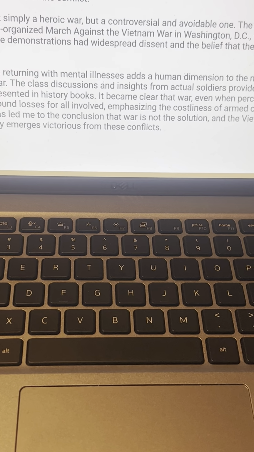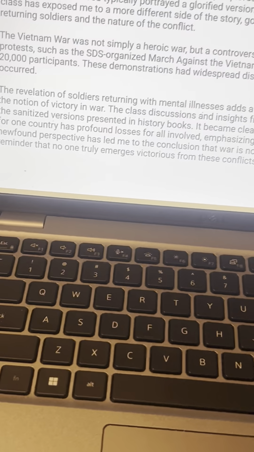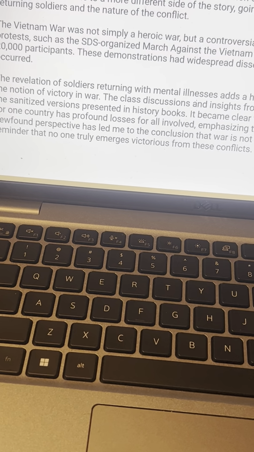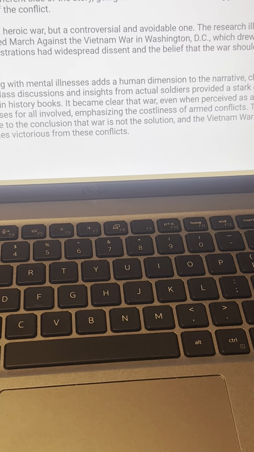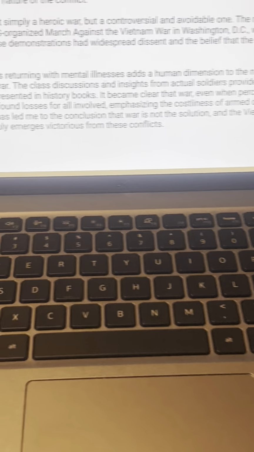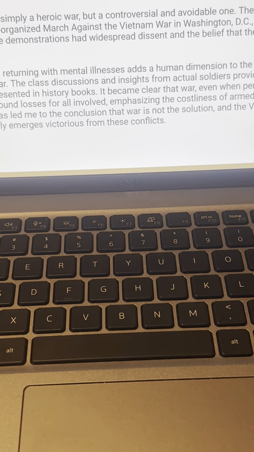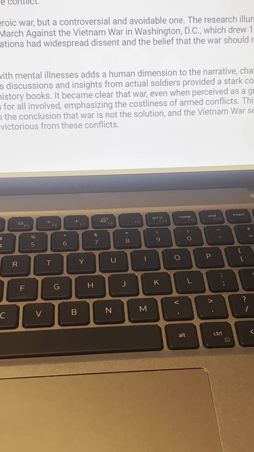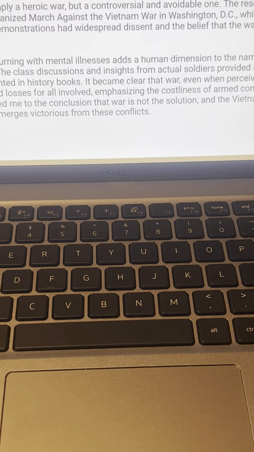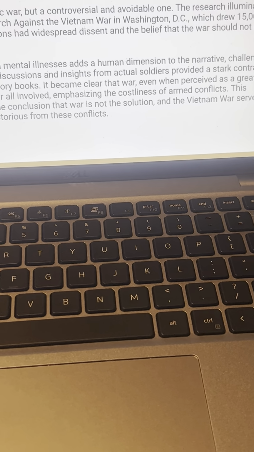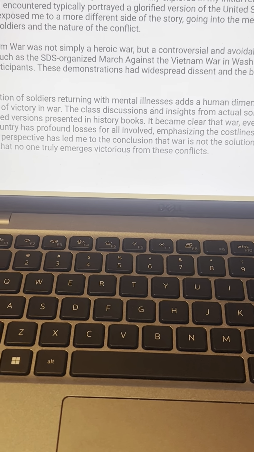The class discussions and insights from actual soldiers provided a stark contrast to the sanitized versions presented in the history books. It became clear that the war, even when perceived as having great results for one country, has profound losses for all involved, emphasizing the costliness of armed conflicts. This newfound perspective has led me to the conclusion that war is not the solution, and the Vietnam War serves as a reminder that nobody truly emerges victorious from these wars and conflicts.